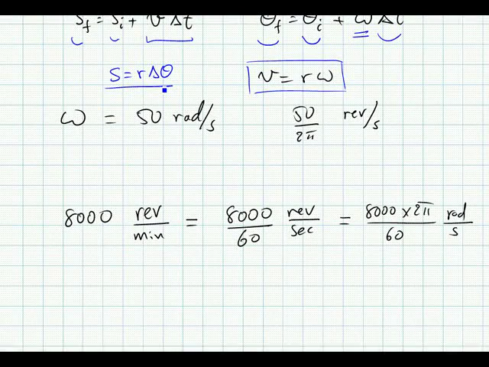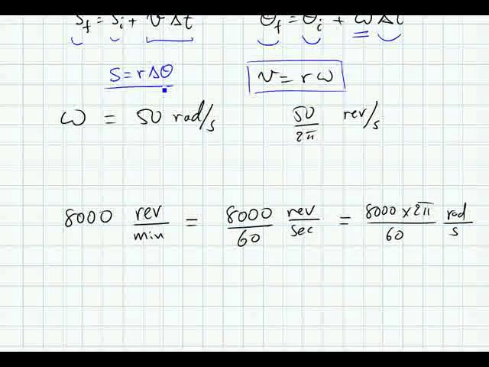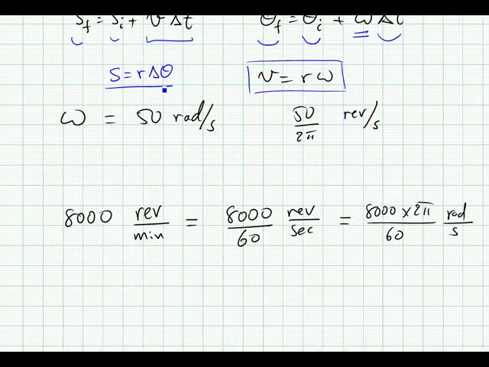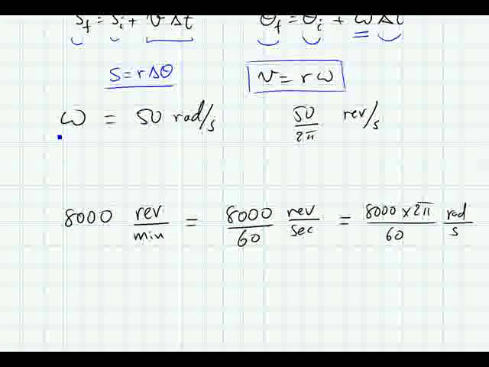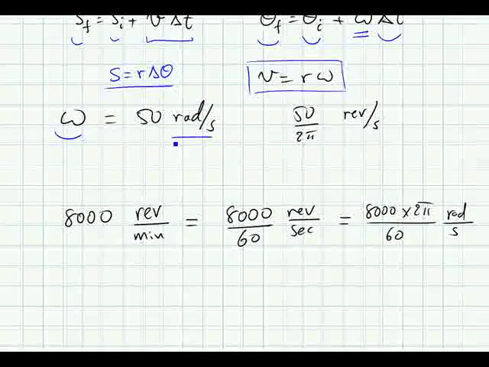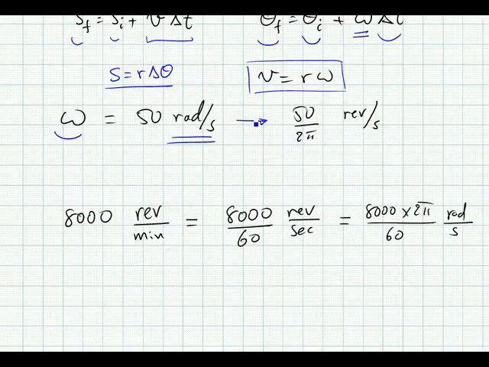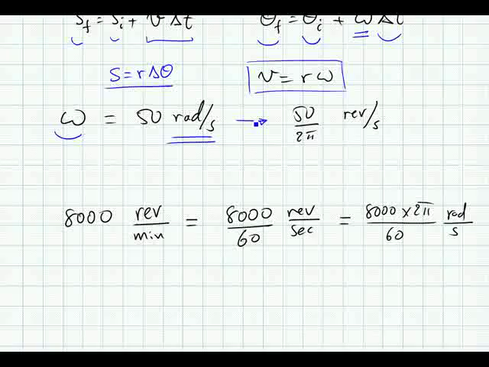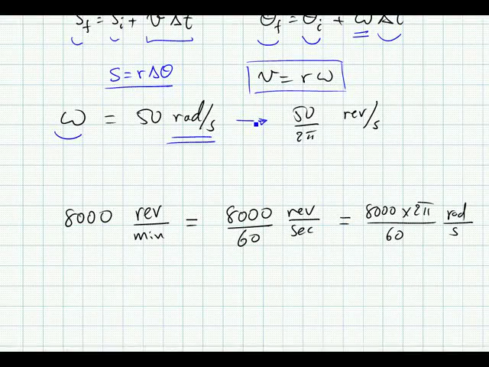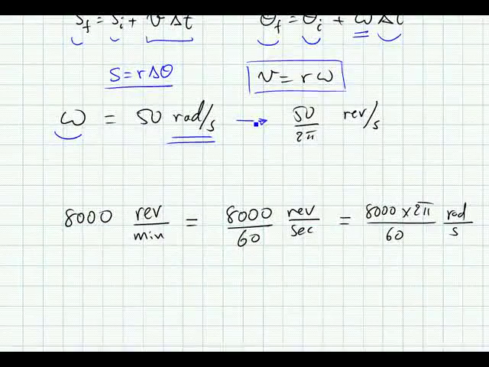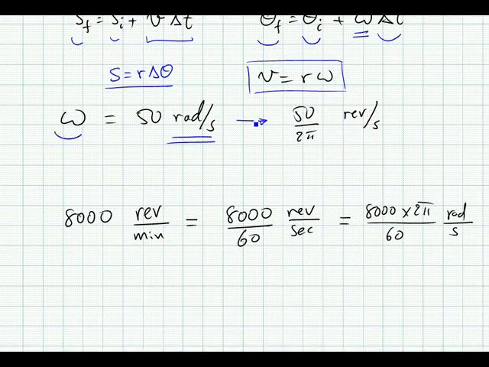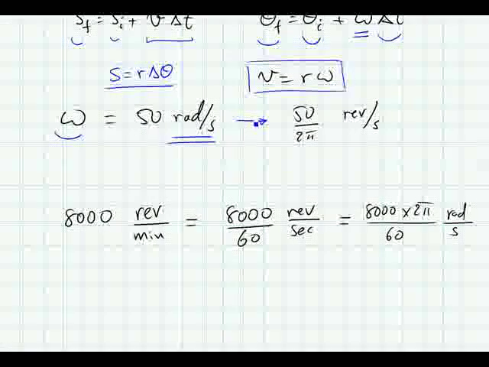Now, in certain problems you have to convert back and forth between radians per second to revolutions per second or revolutions per minute, depending on what the problem is after. As I said, the units for omega are radians per second. If you need to convert that to revolutions per second, just remember that there are 2 pi radians per revolution. So 50 radians per second is simply 50 divided by 2 pi revolutions per second.